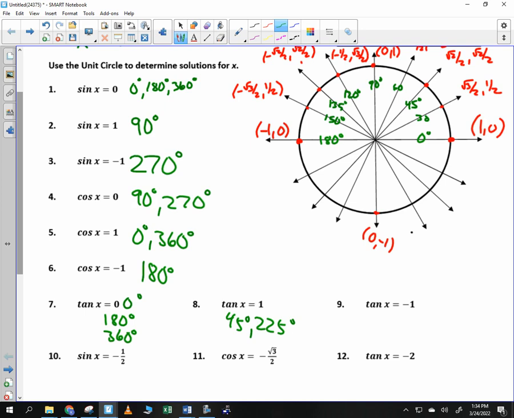So we've got 45 degrees and we've got 225 degrees. So tangent of x is equal to -1. So when we have the same values, but we divide them and they're opposite values. Close, 315. Right, good. 135 and 315. Nice job.